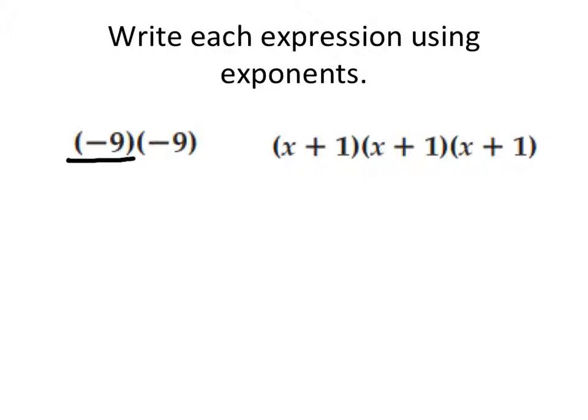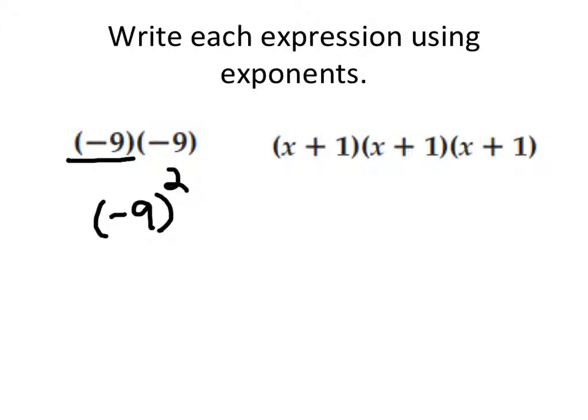It's not just -9, it's actually parentheses, -9, and parentheses. There's 2 of them. That explains what my exponent is. So the base is parentheses, -9. The exponent is 2, and the power is the quantity of -9 raised to the second power.